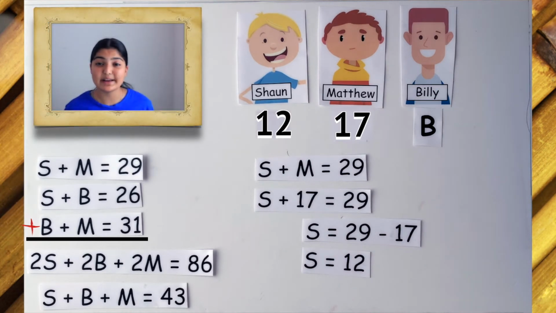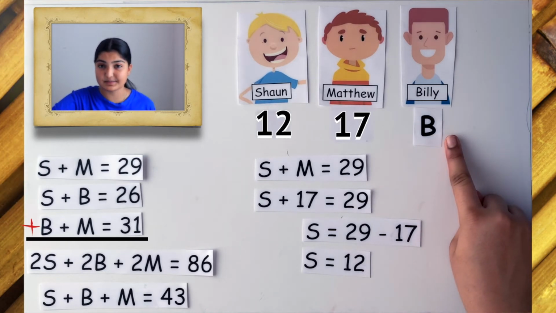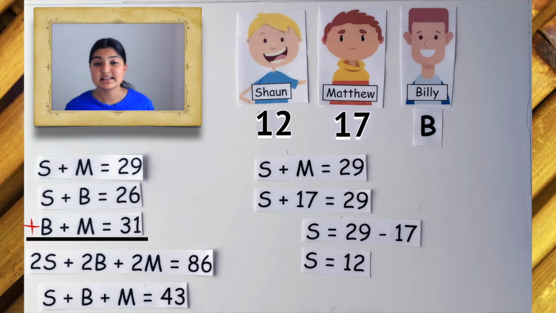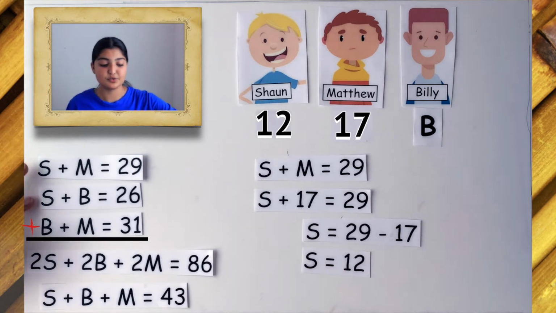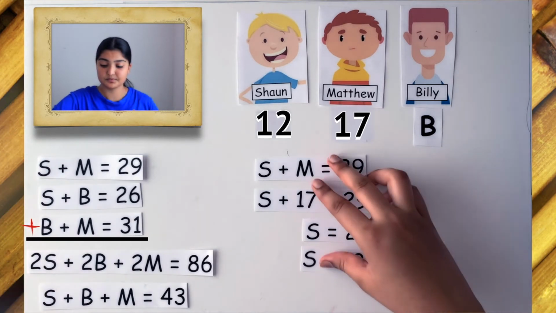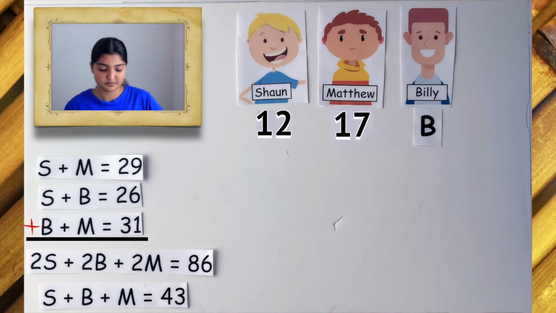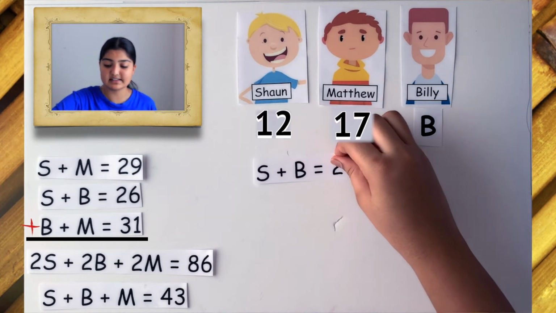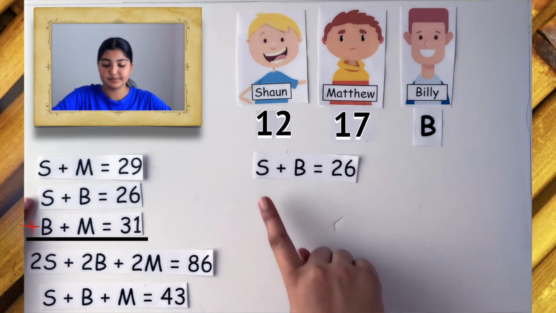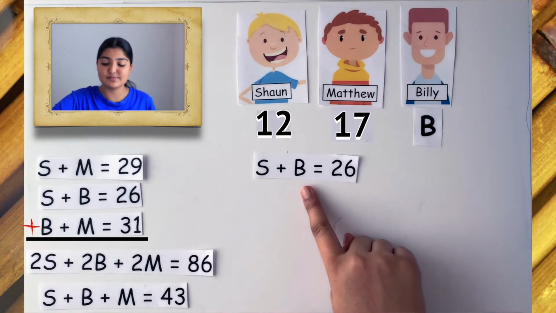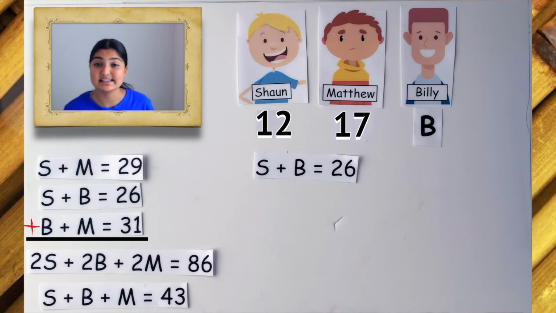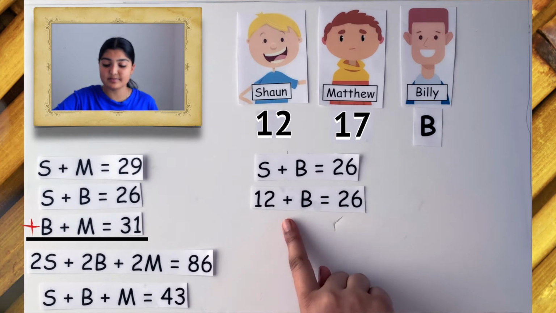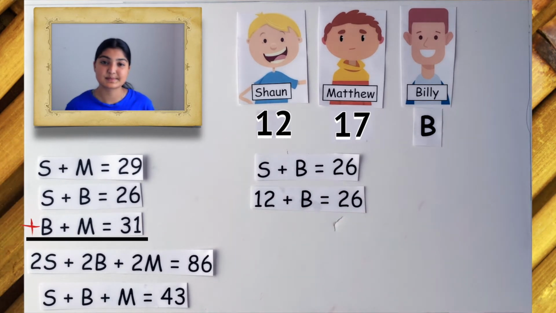But now, we need to find the age of Billy. So, let's substitute the value of s into one of these equations. We can do that in this equation. S plus b is 26. We know s is equal to 12. So, 12 plus b is 26.